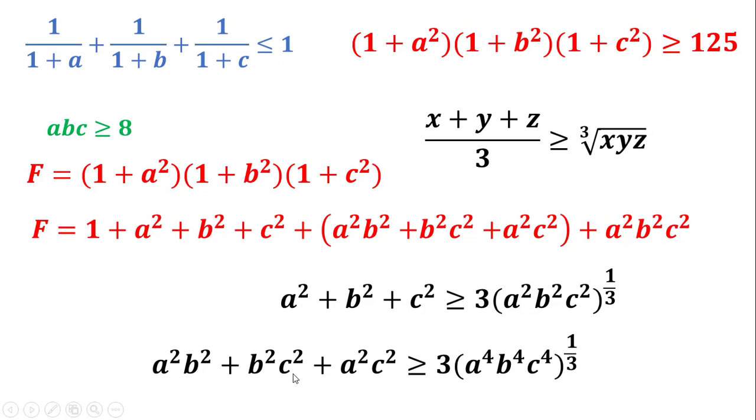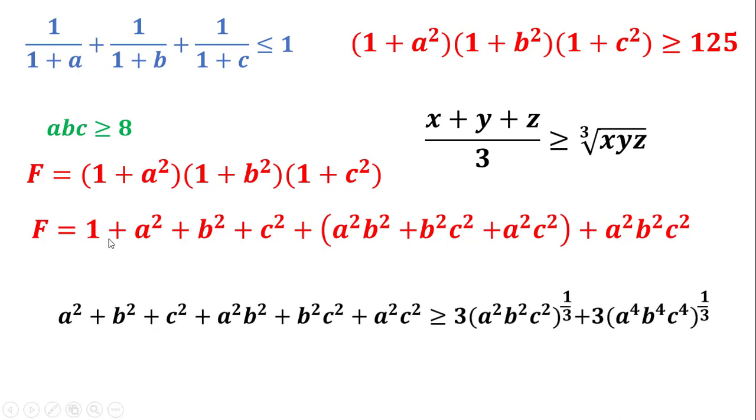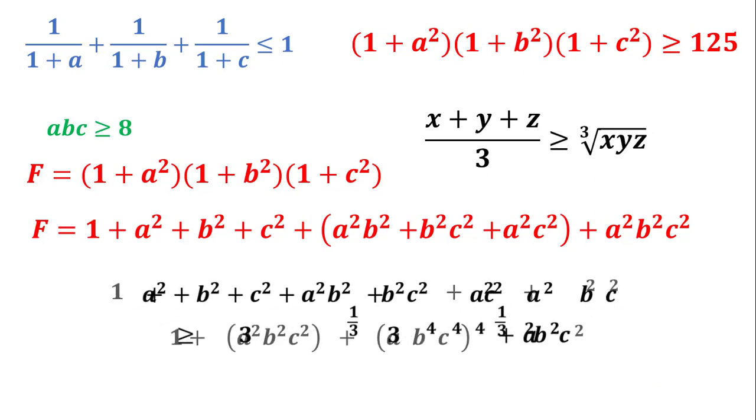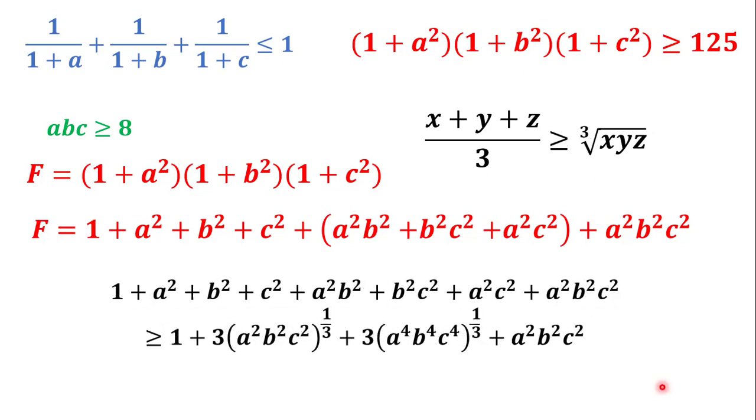We need to add these two expressions. We want to make these expressions, so we need to add both sides by 1 and a squared b squared c squared. We're going to get this expression. The expression on the left hand side is equal to f.